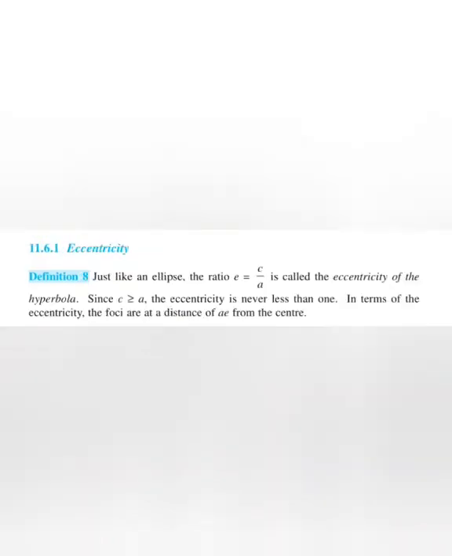Now we define the eccentricity of a hyperbola. Just like an ellipse, the ratio e equal to c by a is called the eccentricity of the hyperbola. Here c is greater than or equal to a, so eccentricity is never less than 1. Or we can define eccentricity as the ratio of distances from the center to one of the foci and to one of the vertices of the hyperbola.